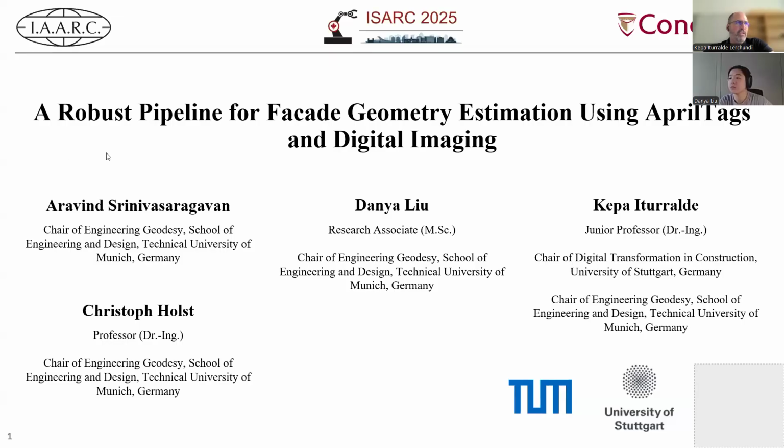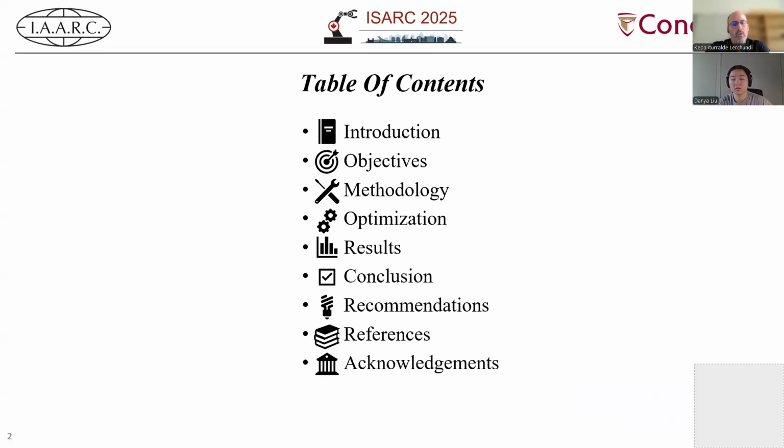The paper we will present is titled A Robust Pipeline for Facade Geometry Estimation Using AprilTags and Digital Imaging. The main author was Mr. Aravind Srinivasaragavan. Then we have Ms. Danya, myself, Kepa Iturralde, and Christoph Holst as a shareholder of where this research was achieved. We are working in a research project called ENSNER, a European research project.